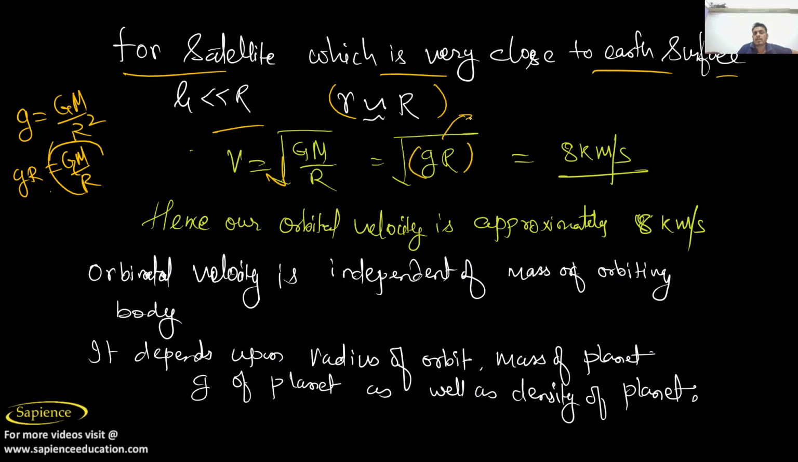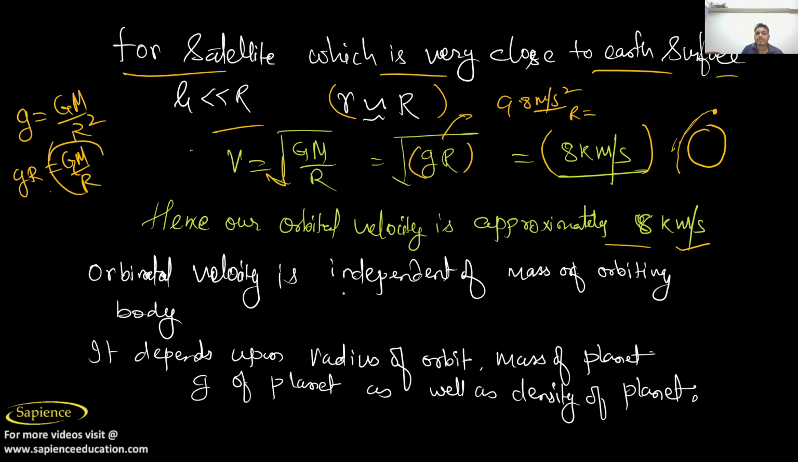So g is 9.8 meter per second squared for Earth, and R is the radius of the Earth. When you put these values, you will get the orbital velocity of any satellite as 8 kilometer per second. It means that any satellite which is very near will travel approximately 8 kilometer within 1 second. Hence our orbital velocity is approximately 8 kilometer per second.